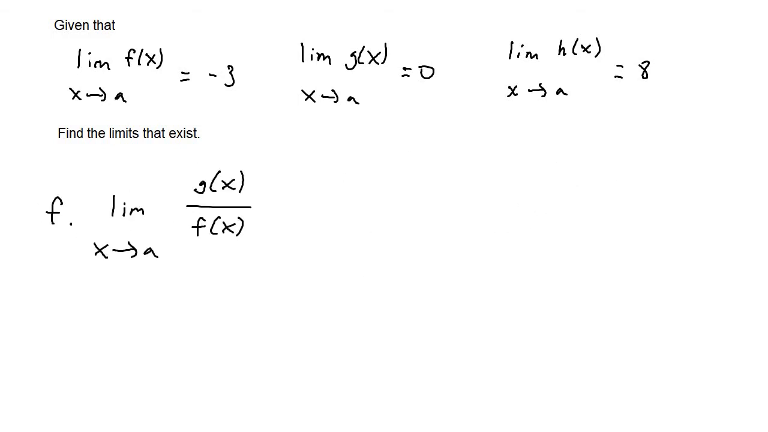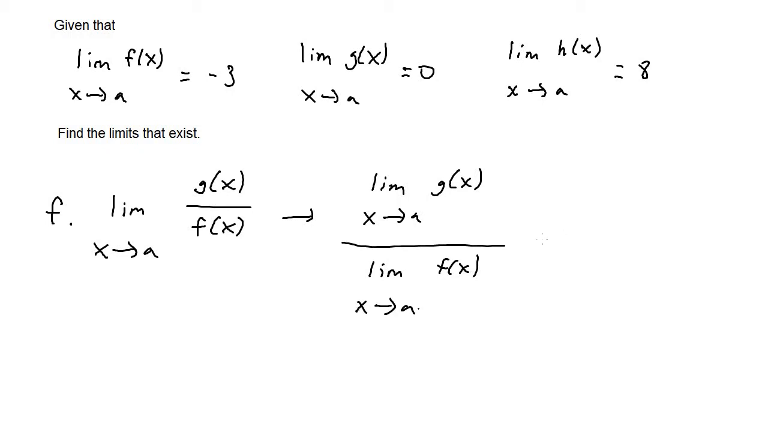So now for letter F, we have the limit of this time g of x over f of x as x approaches a. Once again, we can go ahead and rewrite it using the limit laws as the limit of g of x, the top function, as x approaches a, divided by the limit of the other function f of x as x approaches a. So the limit of g of x as x approaches a is 0, and the limit of f of x as x approaches a is negative 3. So we have 0 over negative 3, which is obviously just 0.